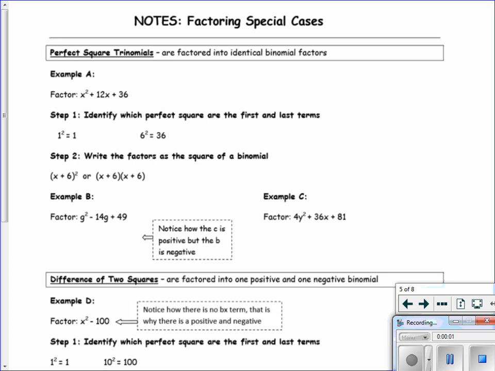Back to factoring, but not like factoring. We don't have to necessarily do the box today or do whatever method you like for factoring. We have two types of special cases when it comes to factoring. So we're going to look at both cases.